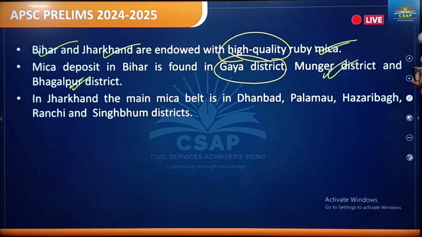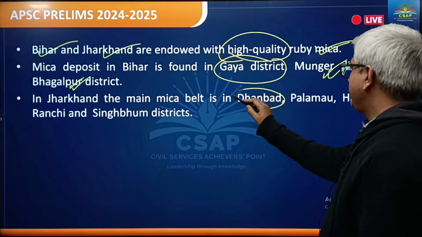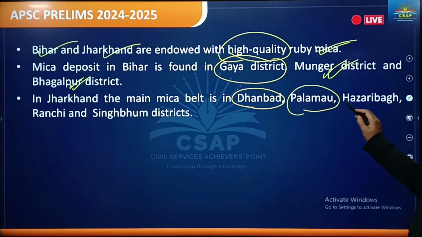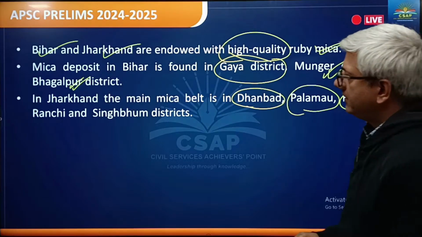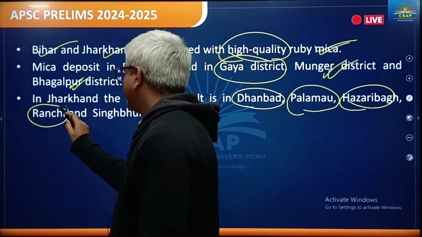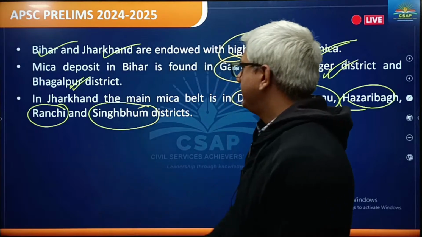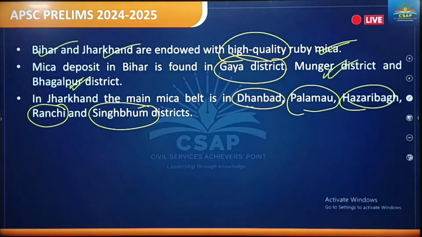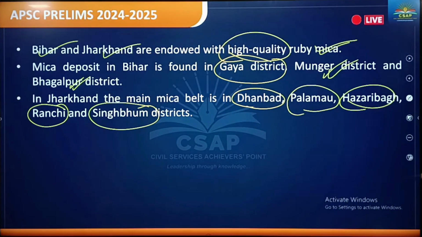In Jharkhand, the main mica belt is in Dhanbad, Palamau, Hazaribagh, Ranchi and Singhbhum districts. Getting it?